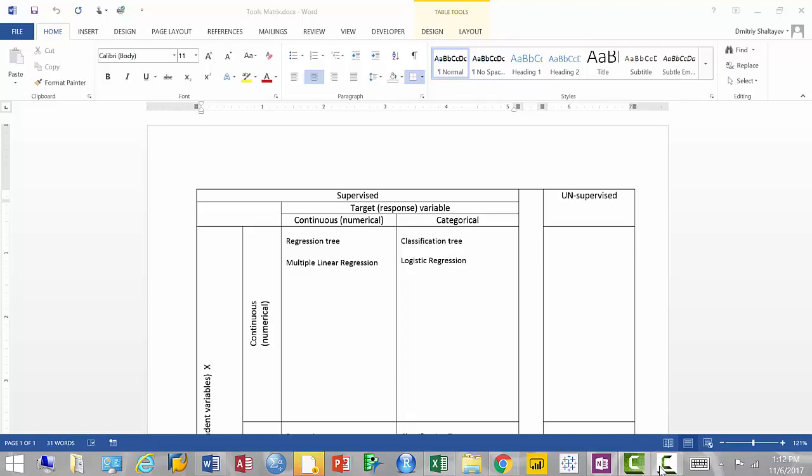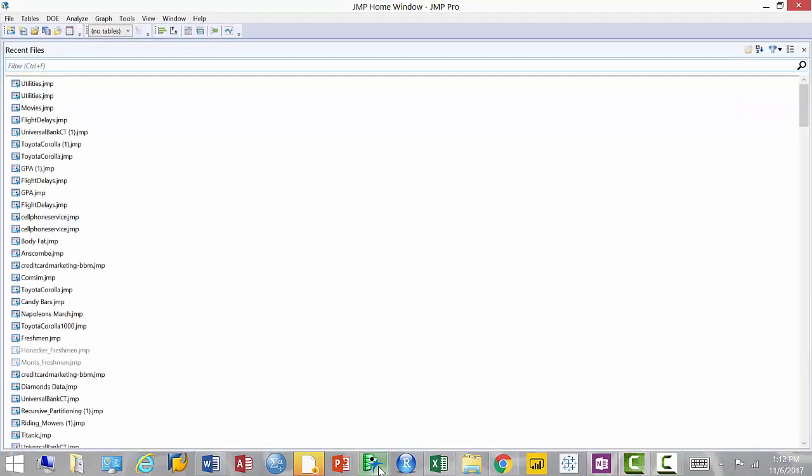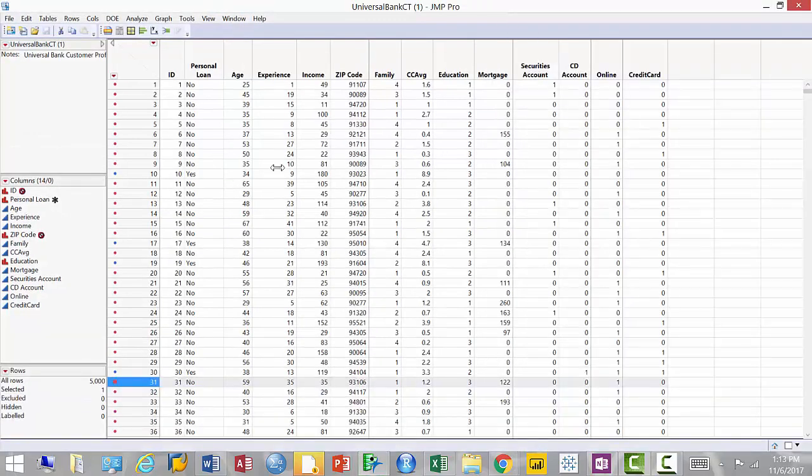Okay, ladies and gentlemen, let's discuss the last piece of the puzzle in the logistic regression. Go ahead and open up the JMP file, which we were working on in the last week or so. It was, I believe, Universal Bank CT. Here is my file, and again, what I'm predicting really is which customers of the bank are likely to get a loan when they are offered a loan, independently.